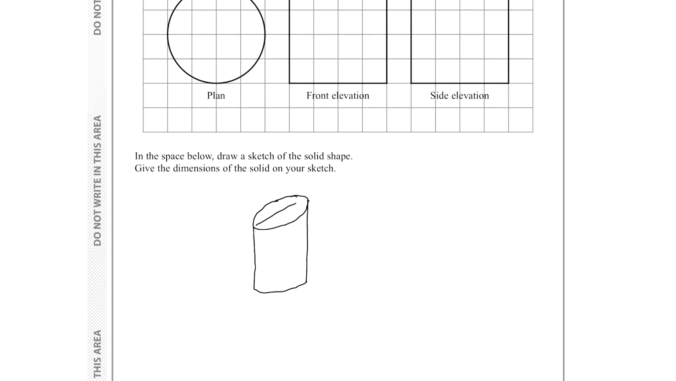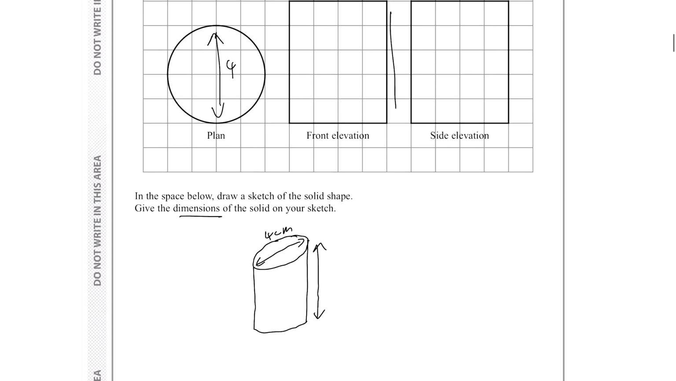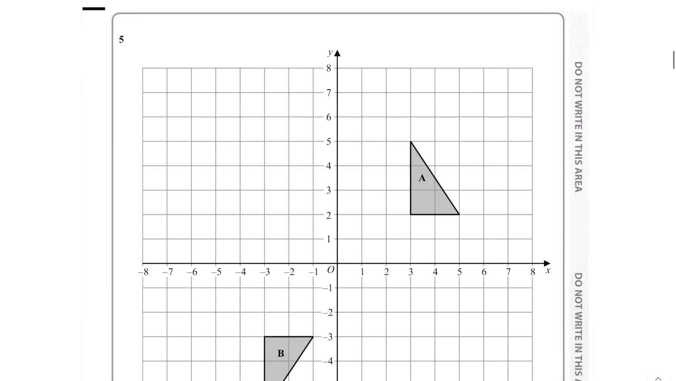And then the diameter or the radius, you can label either one. So you can see from there to there, the distance is 4 centimeters. And because it asks you to give the dimensions, we're going to label the dimensions on, and the height is that there. So that's going to be 5 centimeters. Moving on to question 5.